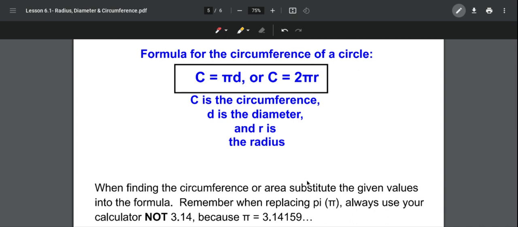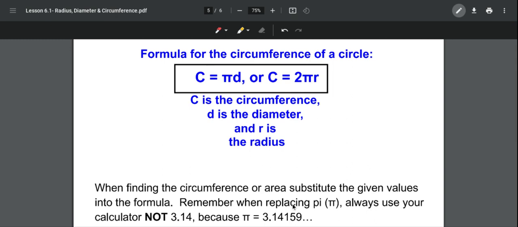When we find circumference, or area for that matter, we are substituting the given values into the formula. So if we are given the diameter, we would replace the D with the diameter's value. If we are given the radius, we are substituting R for the value of the radius. If we are given the circumference, we would substitute the circumference for C to find either the diameter or R.